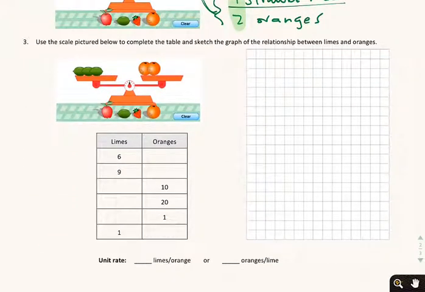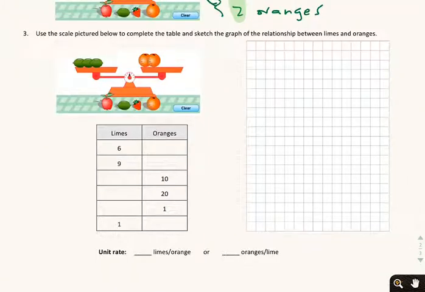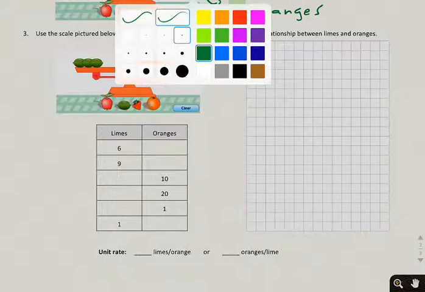Okay, so use the scale picture below. Oh my goodness, 2 oranges. I almost got it. Use the scale picture below to complete the table and sketch the graph of the relationship of the limes and oranges. All right, I could do that.